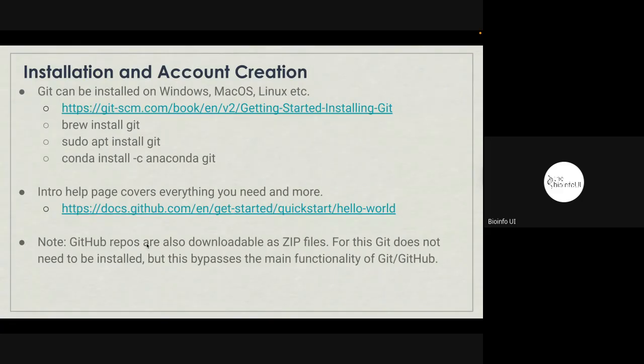You can also download GitHub repos as zip files straight to your system, which is what you can also do. You can download this straight to your system from GitHub as well.